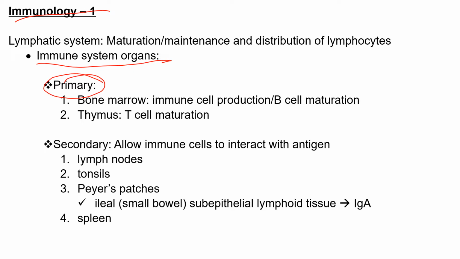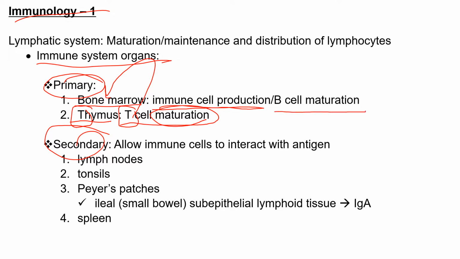You have primary organs and secondary organs. Primary organs are bone marrow and thymus. Thymus is where T cells undergo their education and maturation, and they're called T cells because thymus starts with a T. T cells are actually born in the bone marrow, just like all other immune cells and all other blood cells. Bone marrow is where all blood cells are born.